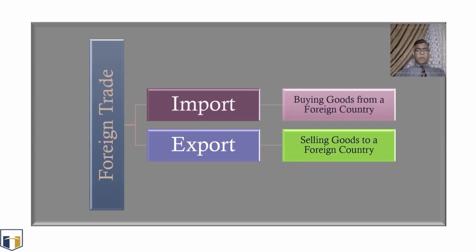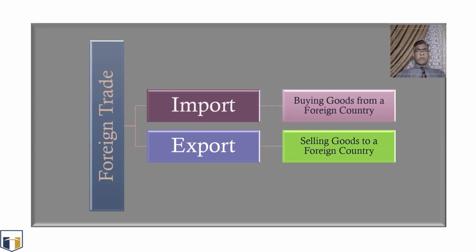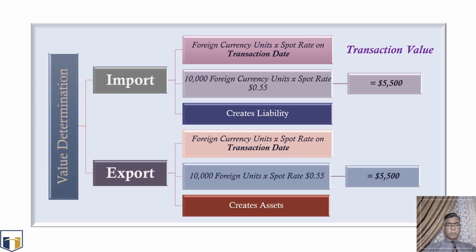Foreign currency transactions arise from foreign trade or international trade. A company can buy goods from a foreign country or countries. We call it import. Import creates accounts payable. Similarly, a company sells goods to a foreign country or countries. We call it export. Export creates accounts receivable.